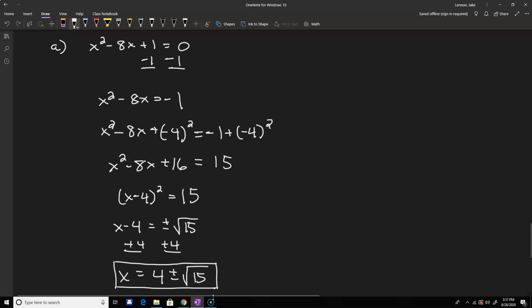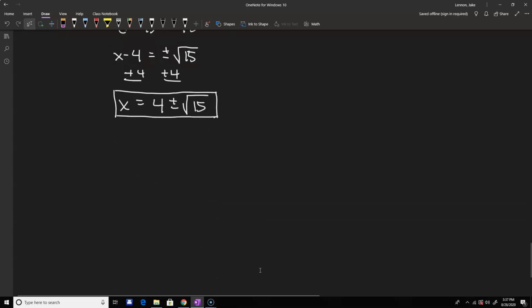And you can approximate them, right? One number is 4 plus the square root of 15, and the other number is 4 minus the square root of 15. You could use a calculator to get an approximation if you want.